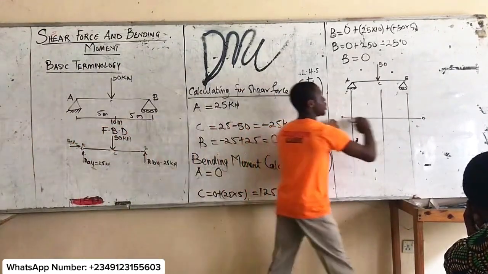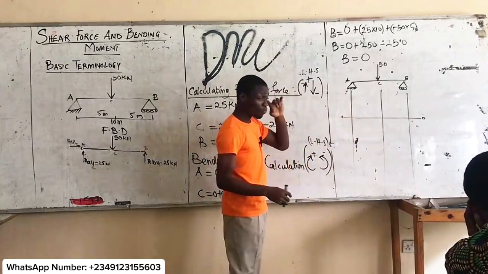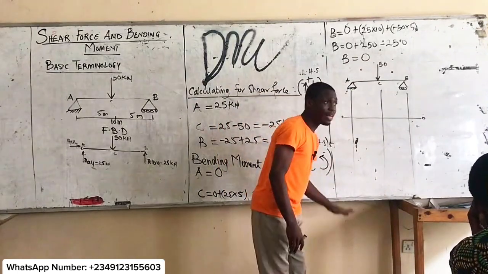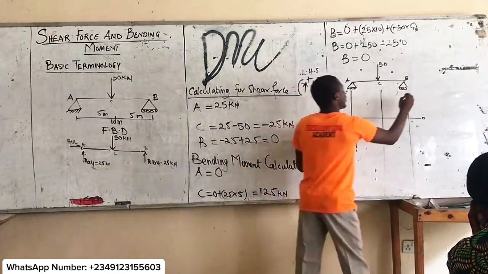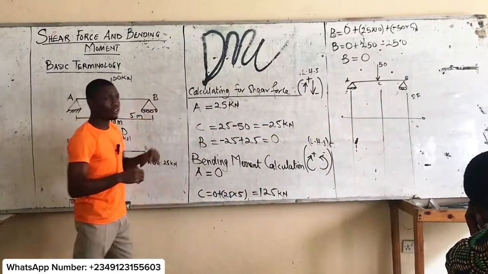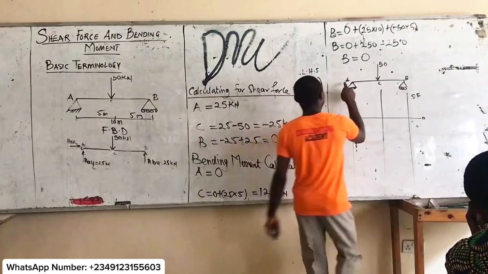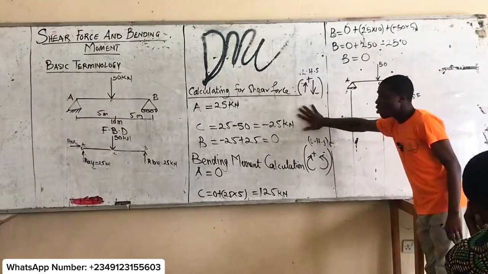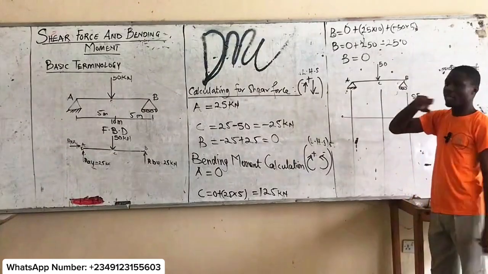I have my origin here, origin O. The upper part is for what? Shear force. And down is for what? Bending moment. So let's look at my shear force here. Now look up at point A, for shear force calculation. What's the shear force at point A?